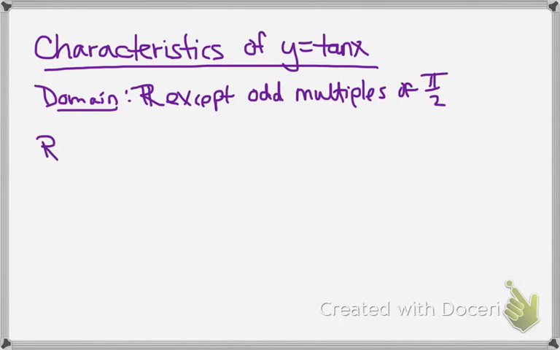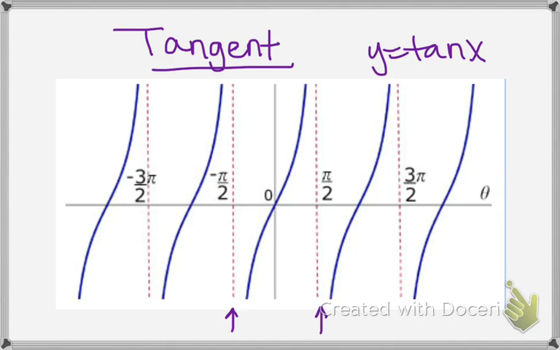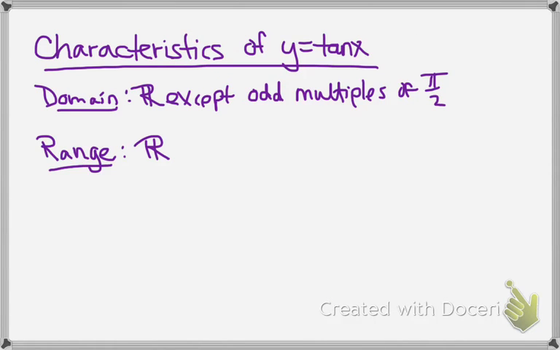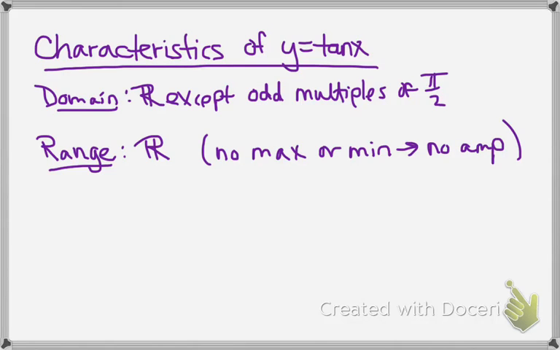The second is the range. The range, remember, is the y value, so in this case, it's going to be all real numbers. Because again, looking at the graph, it just keeps going up forever, keeps going down forever. So it is all reals, meaning that there is no max or min, and again, meaning no amplitude. So the amplitude does not exist on the tangent.